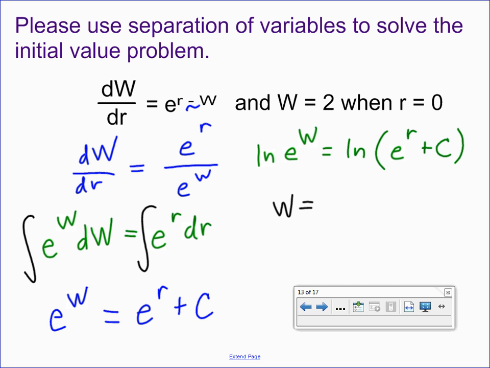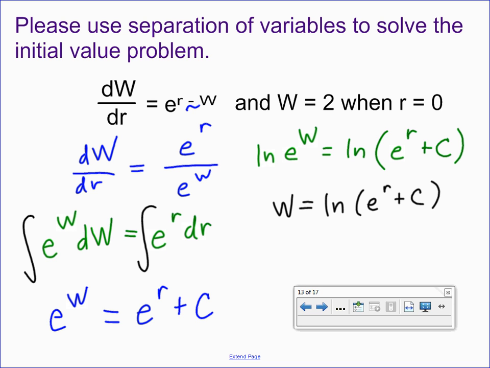And so it looks like my general solution, w is given by, can't break that up. I can break up a log of a product into a sum of individual logs, but not the log of a sum. It doesn't go backwards like that. So we're going to go ahead and leave this as natural log of e to the r plus c. Here's my general solution. That's on the recording, so you know.